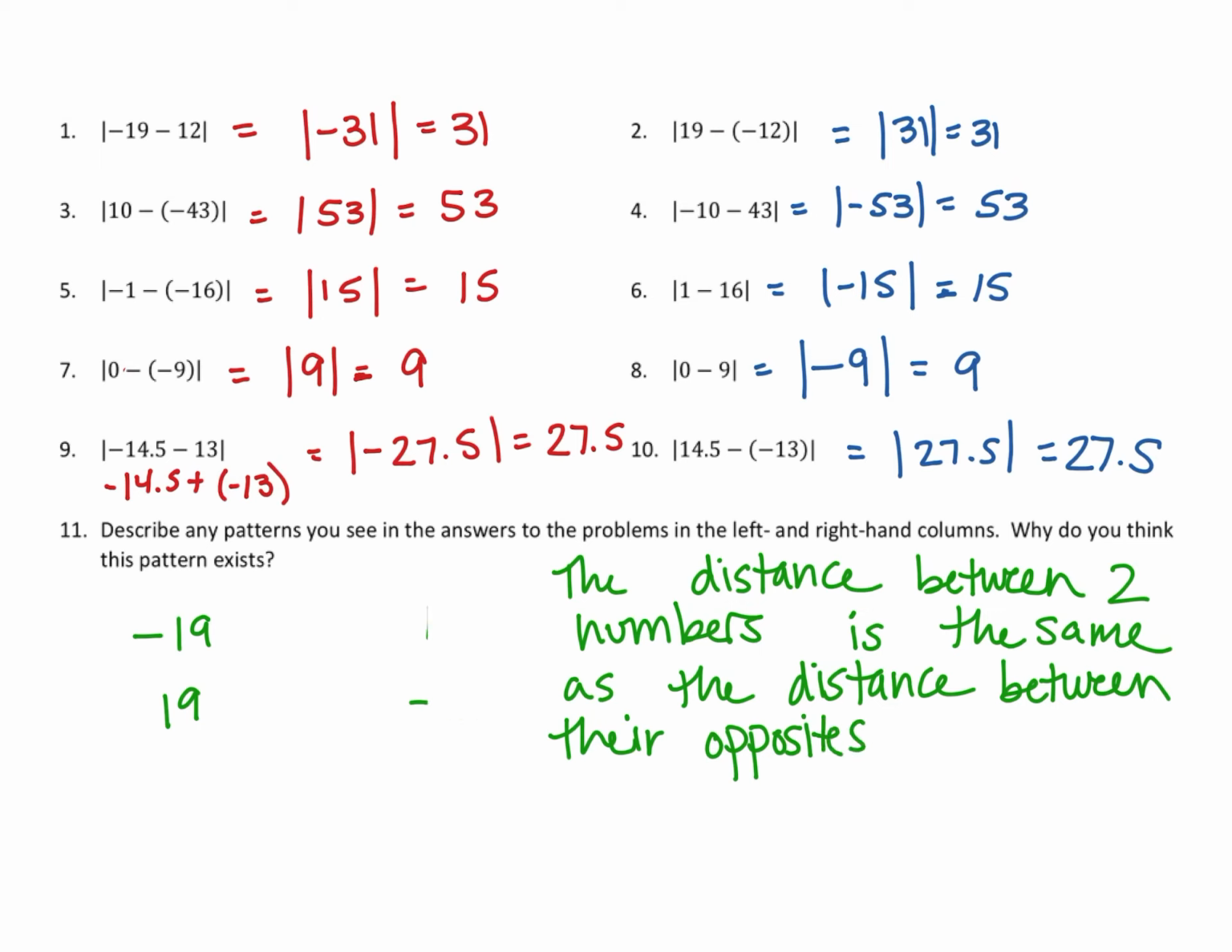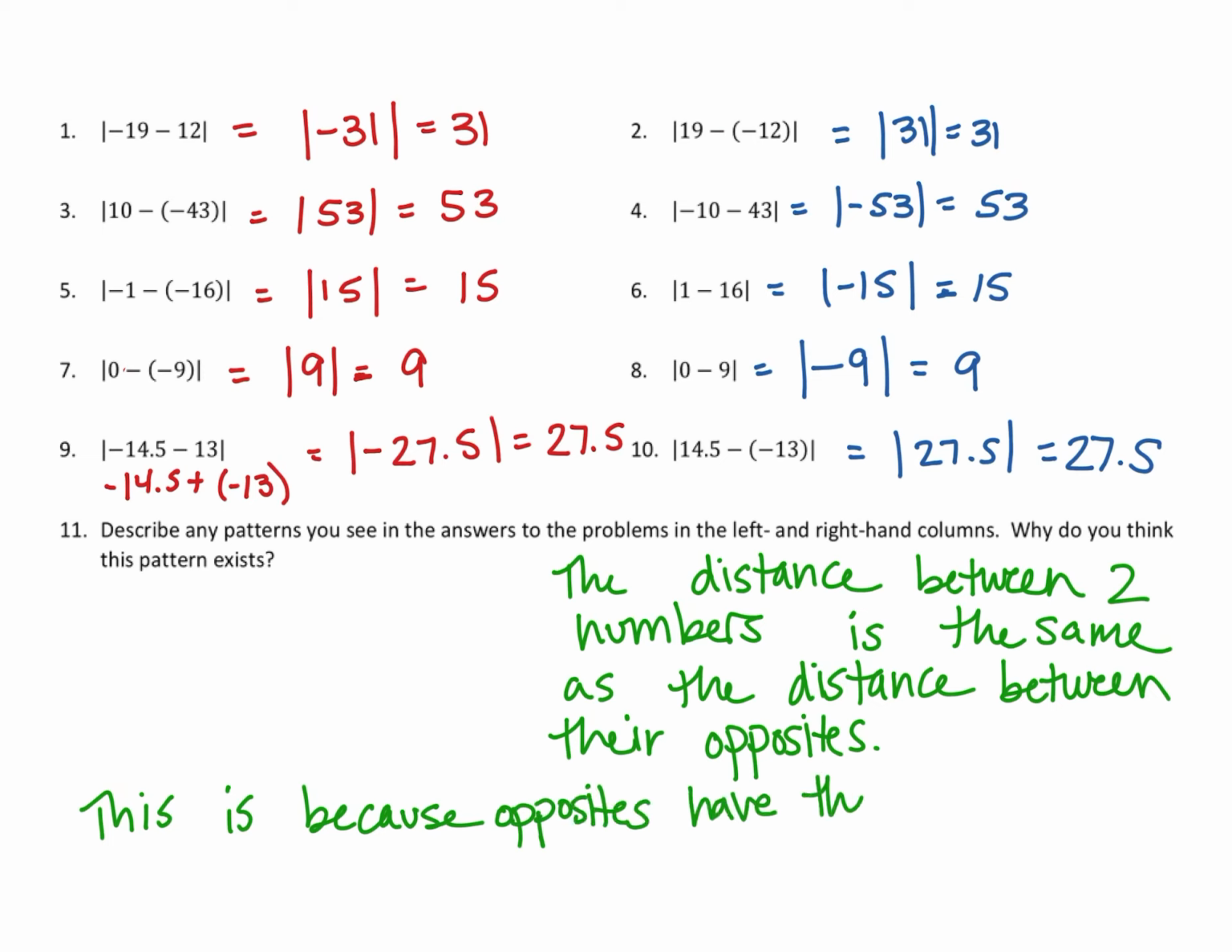And why do you think this pattern exists? If we think about the absolute value of negative 19 and 19, we get the same number. So we may say this is because opposites have the same absolute values.